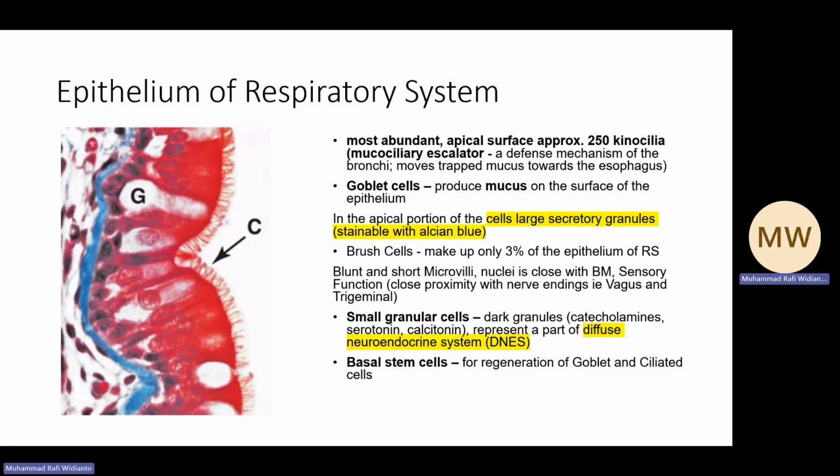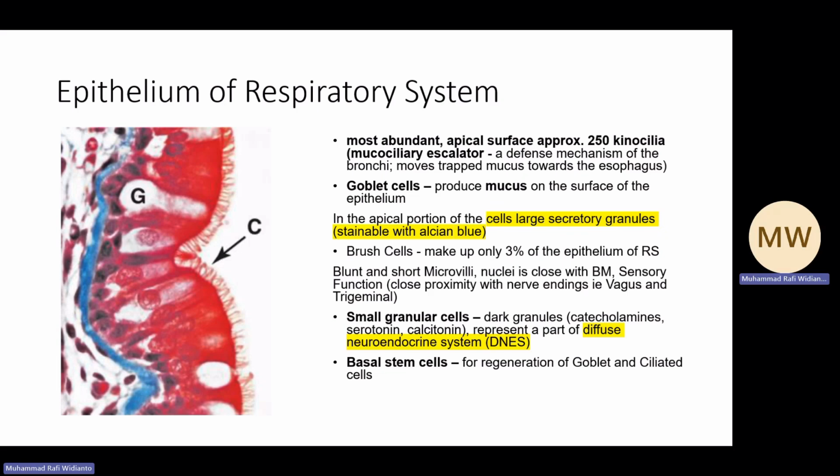We also have small granular cells, and so these are dark granular cells, which secrete catecholamines, serotonin, and calcitonin, which are catecholamines, serotonin are biogenic amines, and calcitonin are peptide hormones. These are important in the functions of the respiratory system, which I'll talk about in the next slide. And they represent something known as the DNES, the diffuse neuroendocrine system. Very important to know. Many professors would want you to know this.